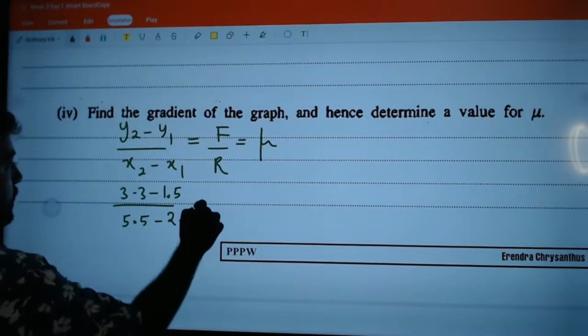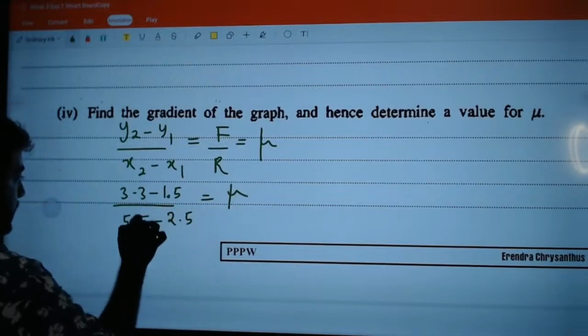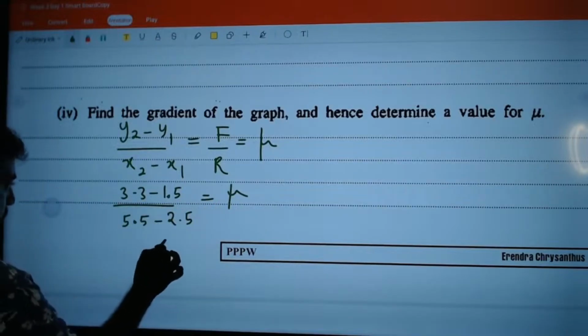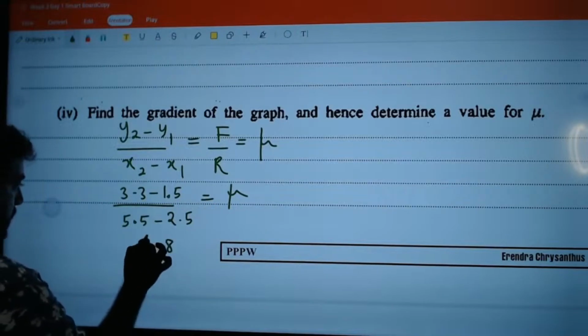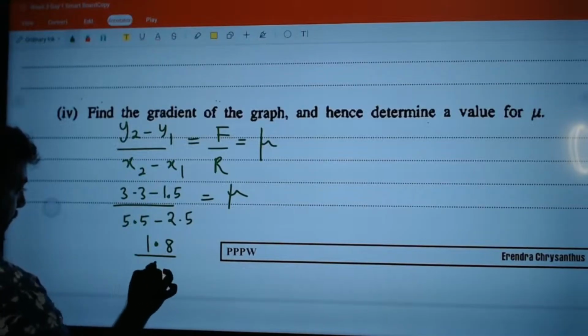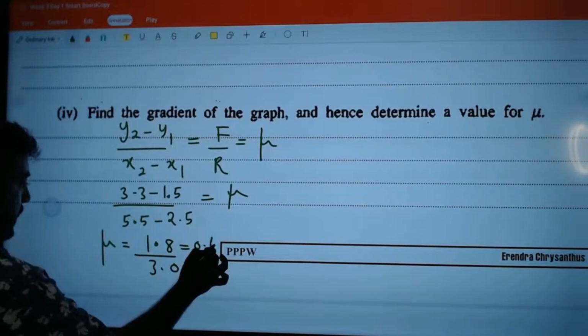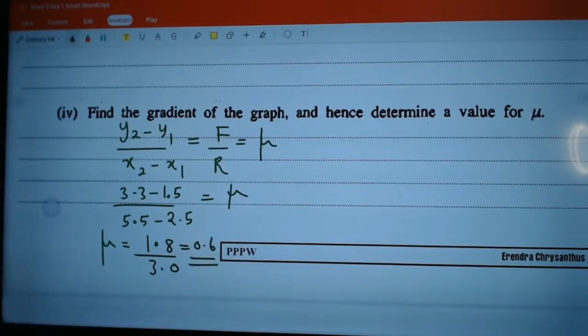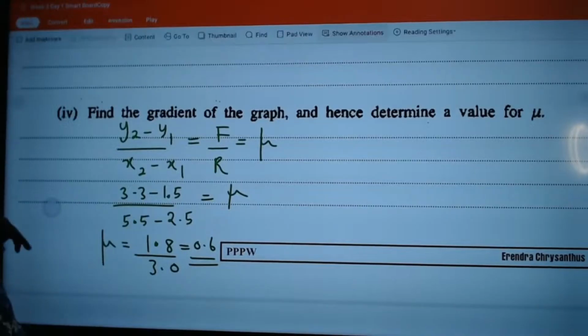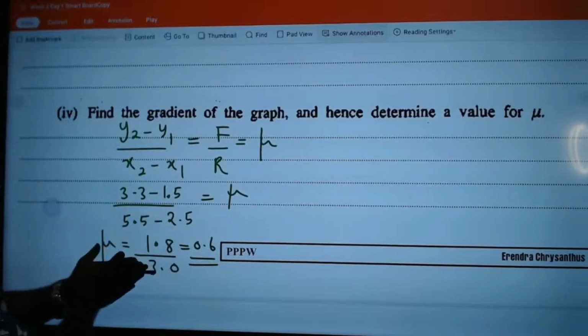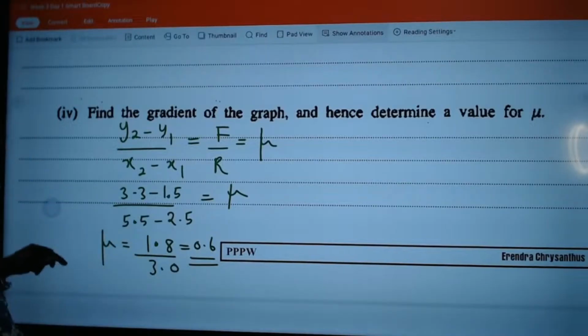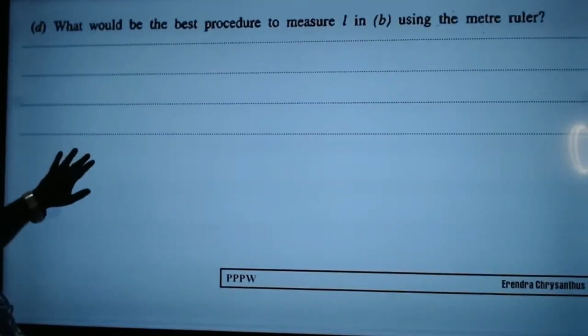Right, no? Simplify this. 1.8 divided by 3.0. Correct answer is 0.6. See whether you got this. Correct answer is 0.6. Okay. So I roughly drew it and got this answer, which means you can also get it correct.